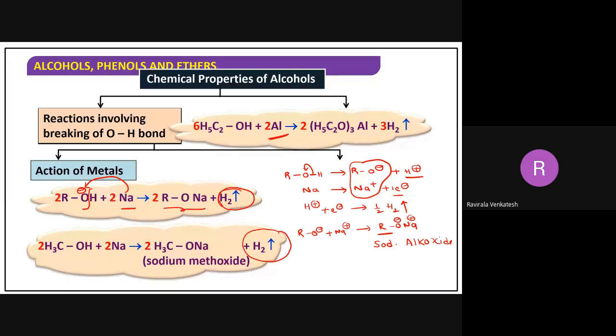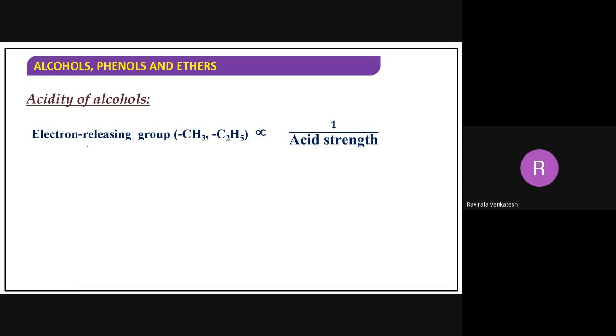So whatever it may be, you will get tertiary butyl aluminum oxide, isn't it? Acidic character, what happened? I told you just now. Plus psi groups, that is mesomeric effect groups, electron donating groups, electron releasing groups. These type of electron donating groups will decrease the acidic character.